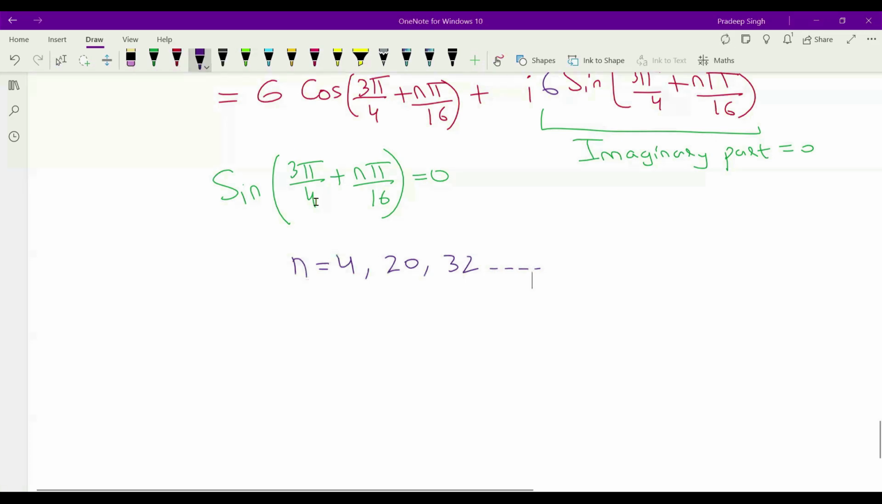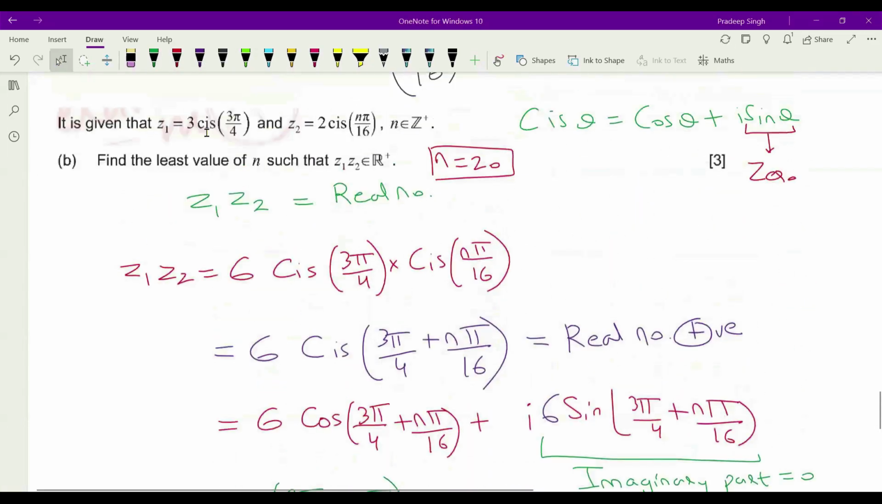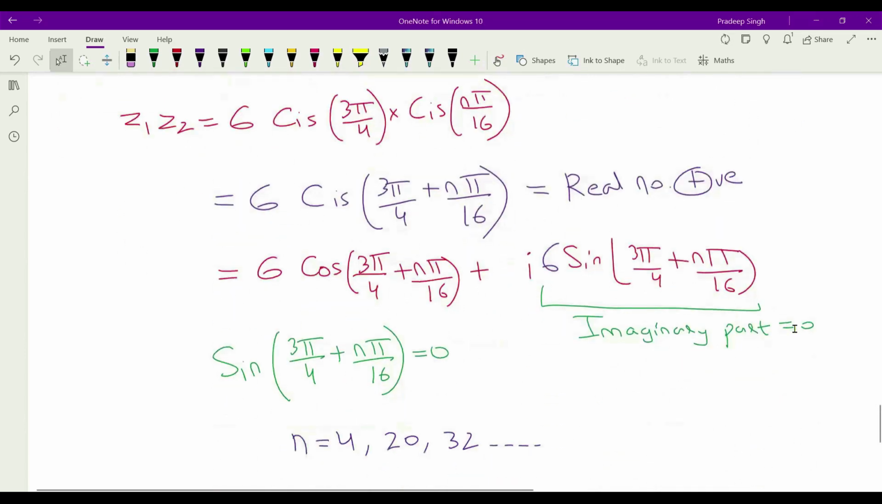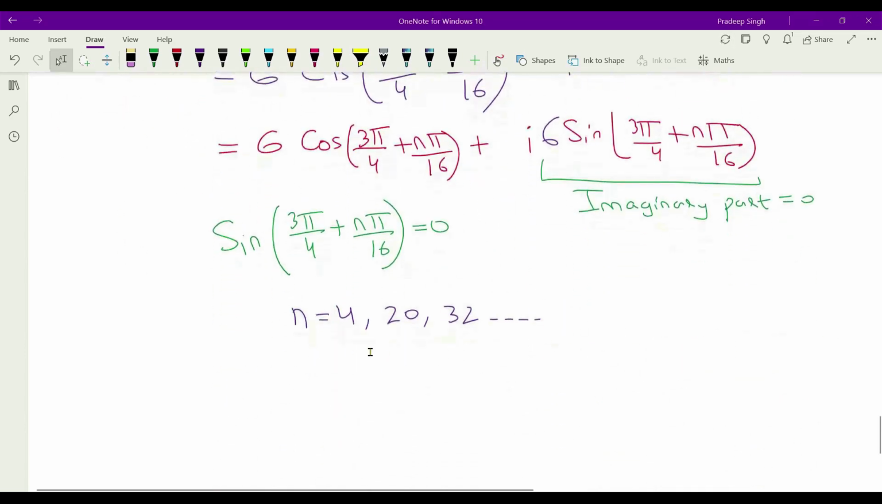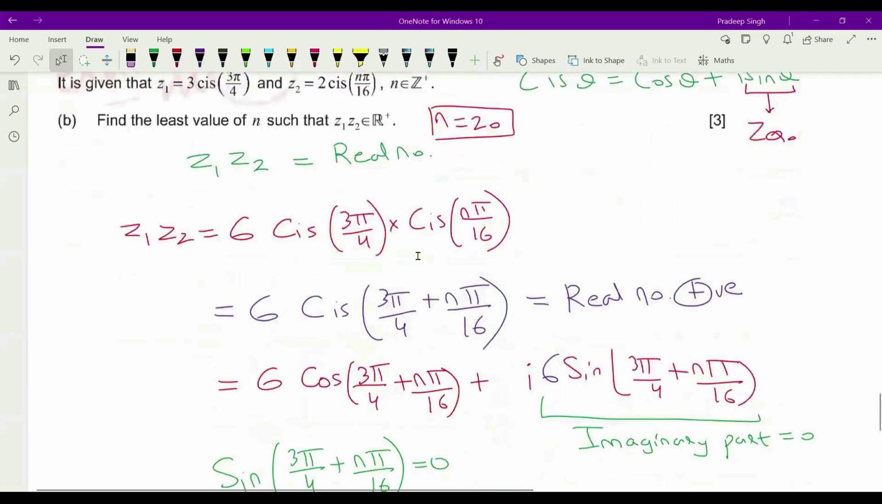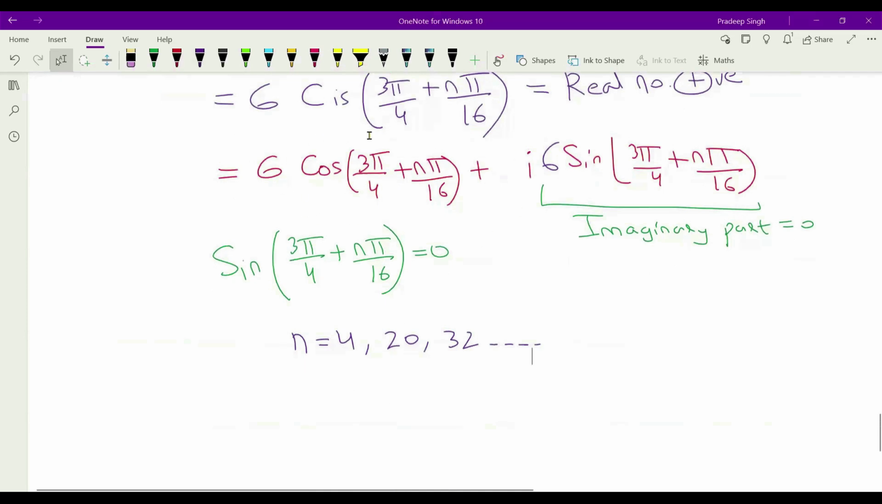Now let's go back to the question. We were supposed to find the least value of n such that the product z1 z2 should be a positive real number. For that, we made sure that the imaginary part is 0. Hence, we got that list of numbers. Now, since the product has to be positive, we need to make sure that the real part of this complex number, which is cos, needs to be positive. Since we are supposed to find the least value of n, technically 4 should be the answer, given the real part should be positive.